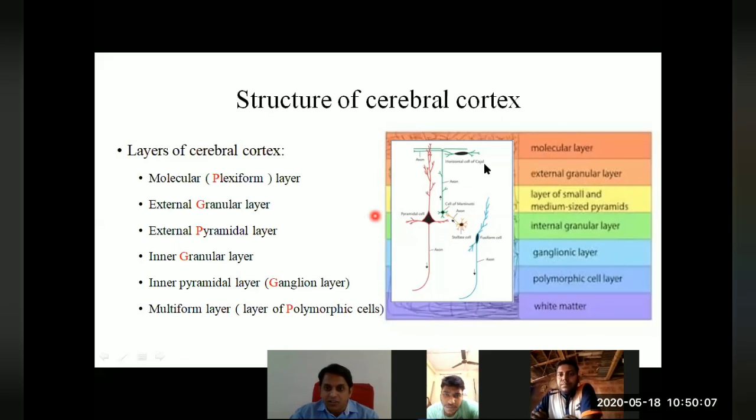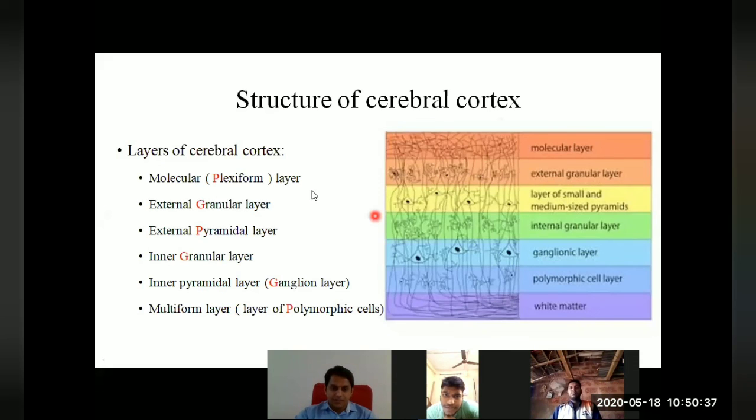The other types of cells which are present are the horizontal cells of Cajal. It's not Kajal, it's C-A-J-A-L, the J is silent. The horizontal cells of Cajal are in the outermost layer, running horizontally, forming the molecular layer. The other ones are fusiform cells, which you can see seated deep in the cortex, and the cells of Martinotti. So these are the different types of cells present within the cerebral cortex.